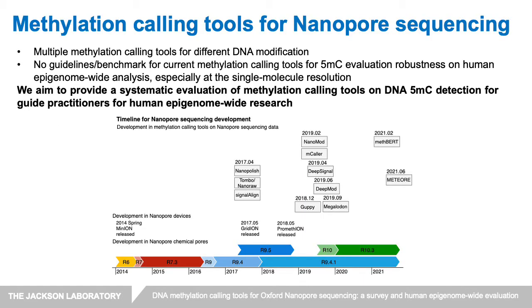Currently, there are multiple methylation calling tools for nanopore sequencing. Model-based methods, such as Nanopolish, DeepSignal, and Megalodon, use a pre-trained model, while other methods, such as Tombo, rely on statistical tests for methylation prediction.